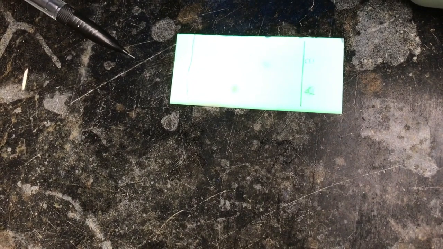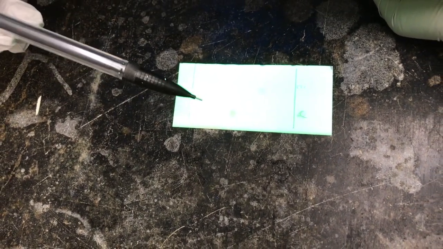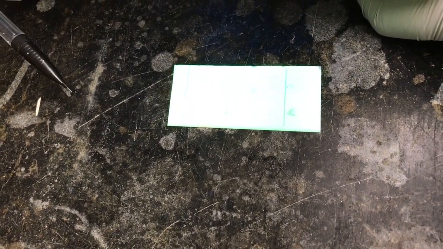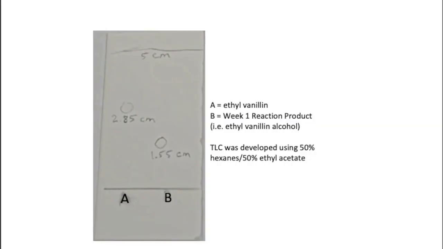Now I'm going to circle the spots, and then I'm going to take the distances so that you can calculate the RF values. Okay, just as we predicted, for spot A, which is our benzaldehyde, the spot moved up further in the TLC plate, whereas the alcohol is a little bit more polar, so it hangs onto the silica more, and so it's down here. We know that we have no other starting material because there's none on top, so we had a 100% conversion.